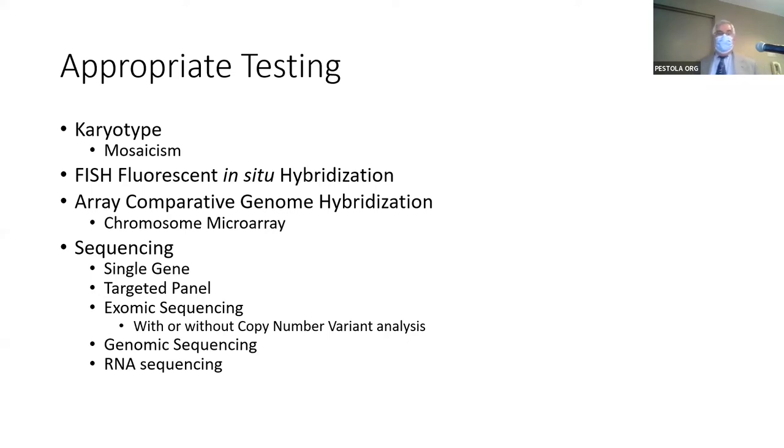You can do an array. Comparative genome hybridization, aka chromosome microarray, which happens to be a formerly trademarked term. You can sequence single, multiple genes. You can do genomic sequencing if you want to pay for it. No insurance is currently covering that on a routine basis. And there are even chances on a research basis, slowly being translated into clinical basis, for being able to do RNA sequencing, which actually tells you more about some of your variants.